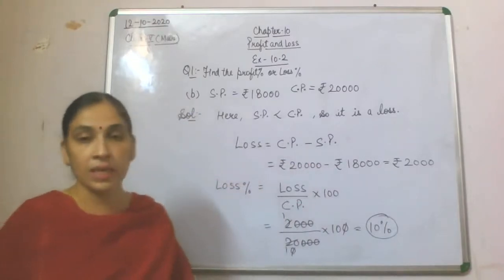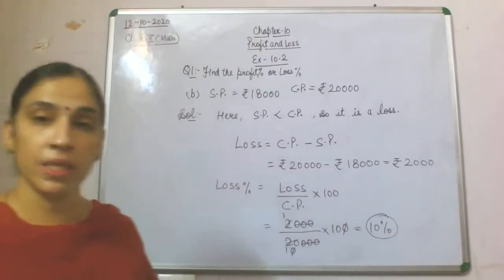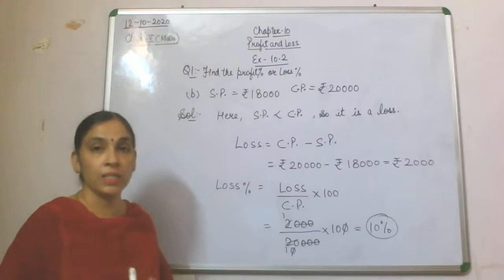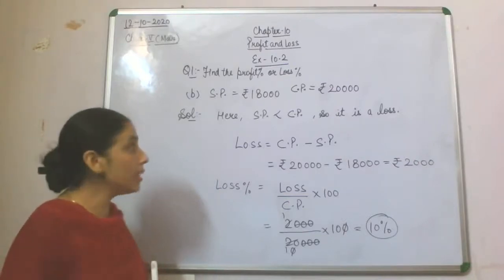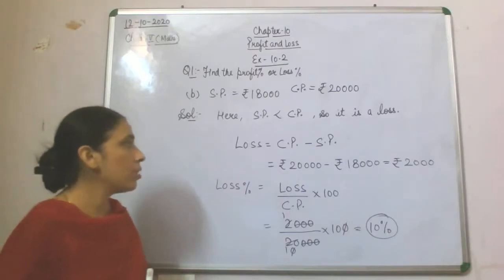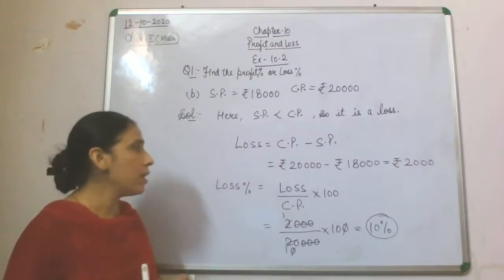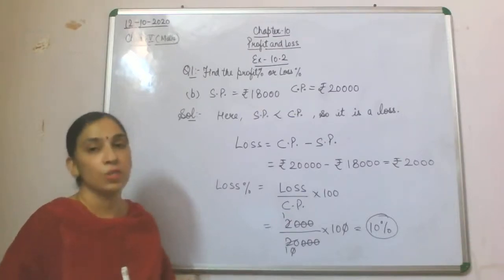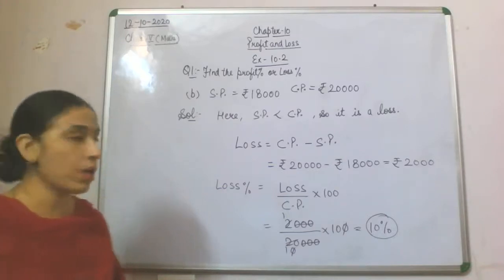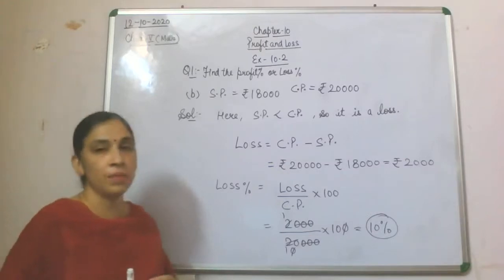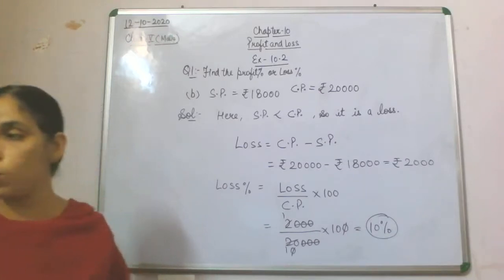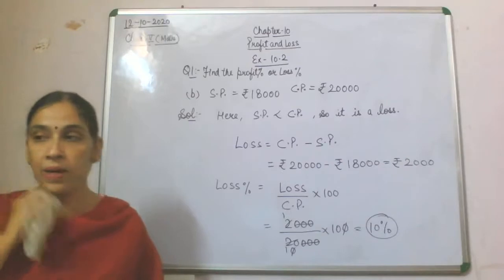What is the loss? 10% is the loss in this question. Selling price is rupees 18,000. Cost price is rupees 20,000. Now here selling price is less than cost price, so it is a loss. Now loss is what? CP minus SP. And then you are getting a loss of rupees 2,000, 20,000 minus 18,000. Now loss percent, loss will be divided by cost price into 100. Loss divided by cost price, and that will be multiplied by 100.